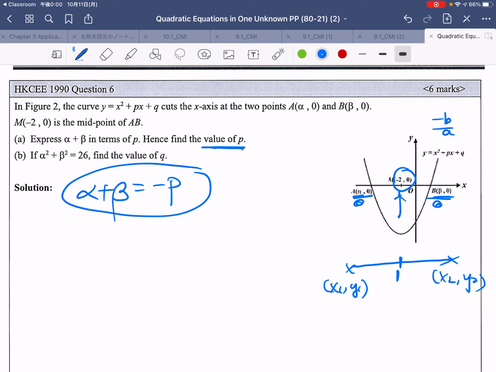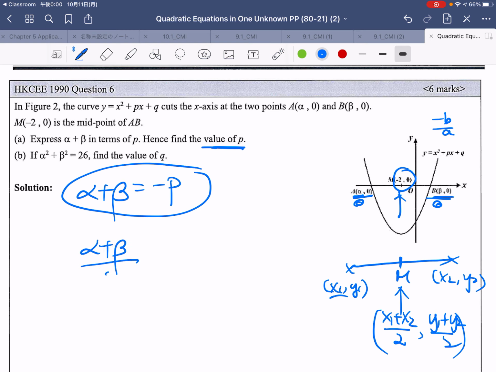If you have a midpoint, how do you find the coordinates for this M? The coordinates are (x1 plus x2) over 2. For the y coordinate, (y1 plus y2) over 2. That means (alpha plus beta) over 2 equals negative 2, right? Because M is the midpoint of alpha and beta. So you add them together and divide by 2. It should be negative 2.